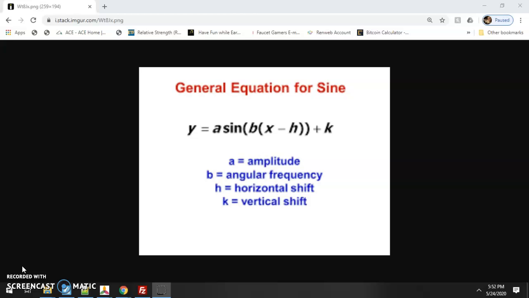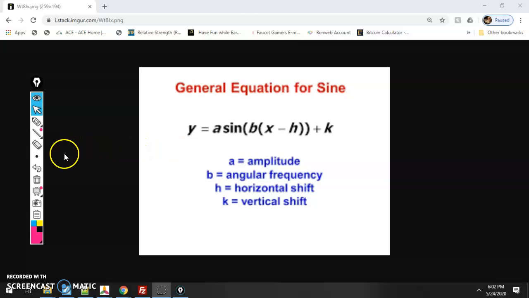Anyhow, here is one of the problems I'm going to go over. You need to know basic terminology with sine function. All right, first let's talk about the amplitude. The amplitude is basically the height of the wave.